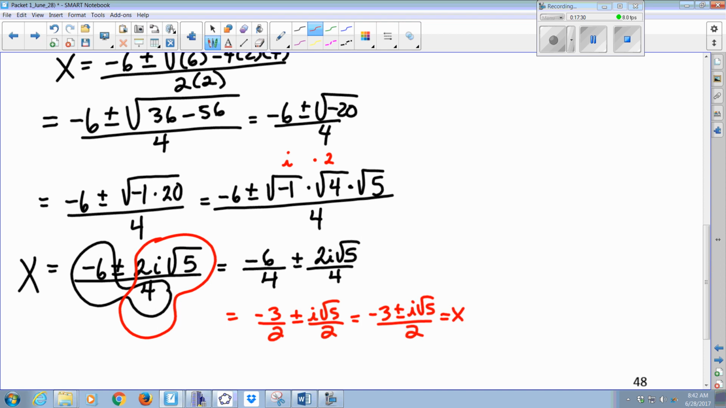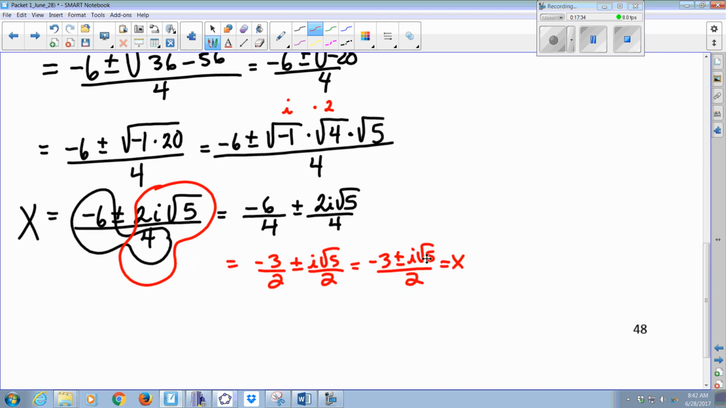And these are your two solutions. X equals -3 plus i times the square root of 5 over 2, and x equals -3 minus i square root of 5 over 2. So if you were to write the solution set for this, it would be -3 minus i times the square root of 5 over 2, comma, -3 plus i square root of 5 over 2.